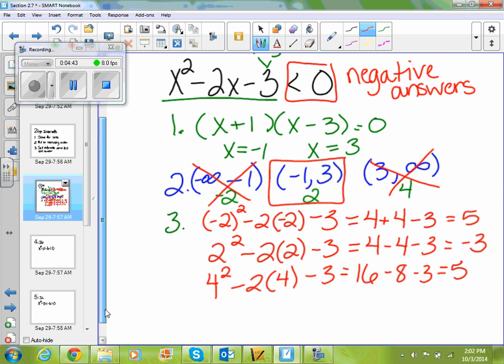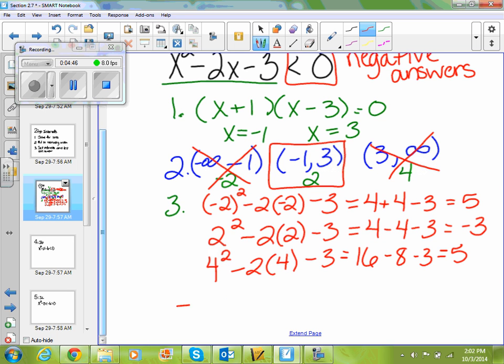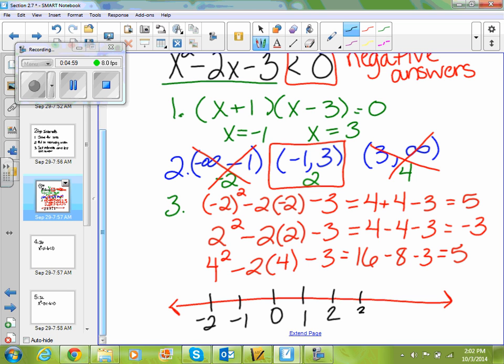The last thing I'm going to do is graph this on a number line. Oh, I meant to do that in black, but that's okay. So I needed negative 2, negative 1, 0, 1, 2, 3, 4. I chose negative 2 to be my first number because that was the number I tested, and 4 to be my last number because that was the number I tested. And then I know that it falls in between negative 1 and 3, so I know that I'm going to be shading in between negative 1 and 3.